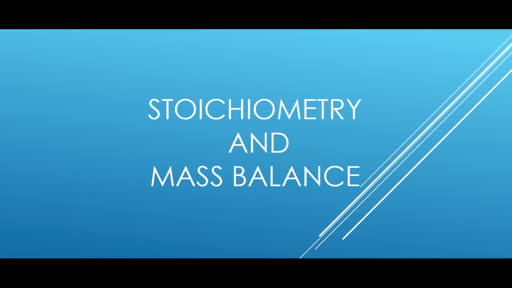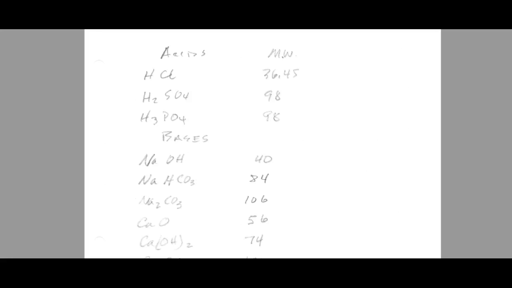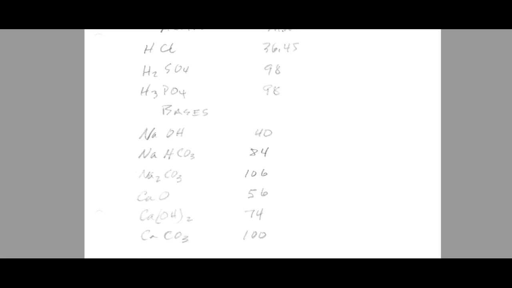Hello class, this is a very brief video, a refresher for stoichiometry and mass balances that I think will be useful for addressing the problems that we're going to have. You'll see the primary acids here: hydrochloric, sulfuric, and phosphoric acids, and their molecular weights, along with the predominant bases: sodium hydroxide, sodium bicarbonate, sodium carbonate, calcium oxide, calcium hydroxide, and calcium carbonate.